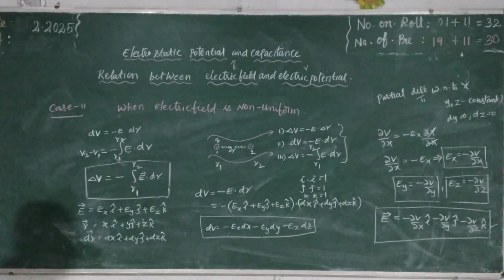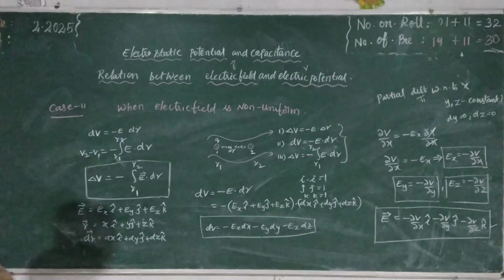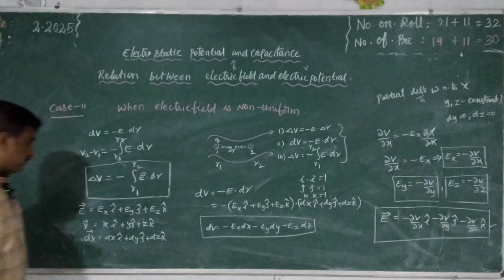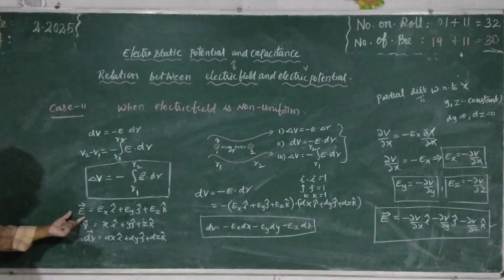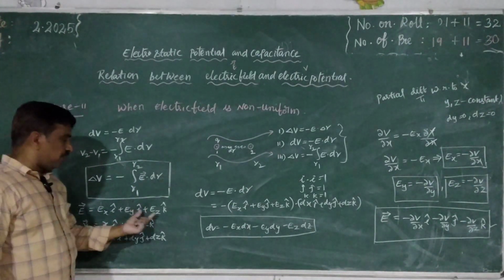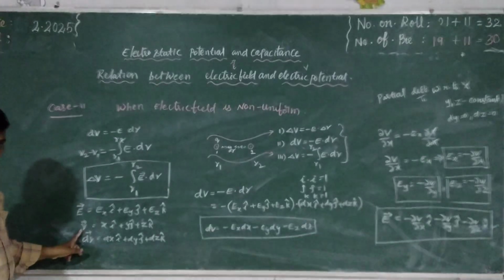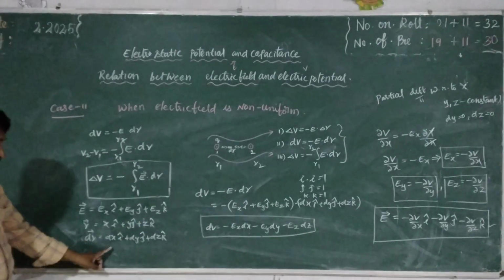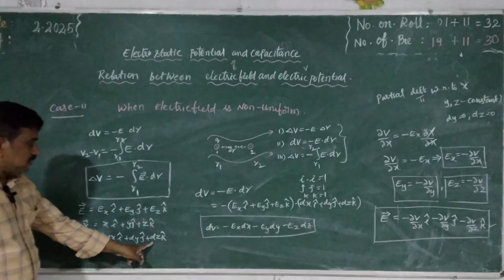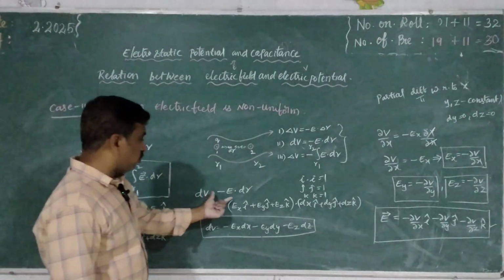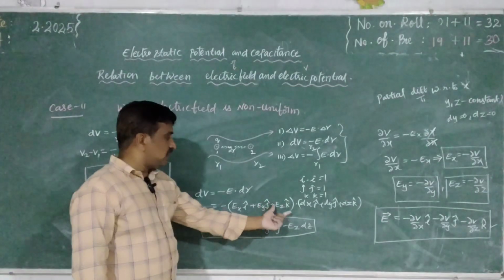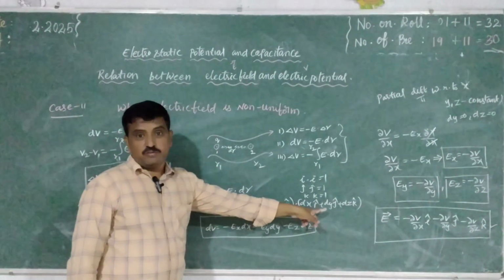When the potential is given, we can use this one and find it out. Understood this one? See again once. In Cartesian form, E is Ex i cap, Ey j cap, Ez k cap. The radius vector is x i cap, y j cap, z k cap. Differentiating, dr is dx i, dy j, dz k. The product dV equals minus E dot dr, where E means Ex i, Ey j, Ez k, and dr means dx i, dy j, dz k.